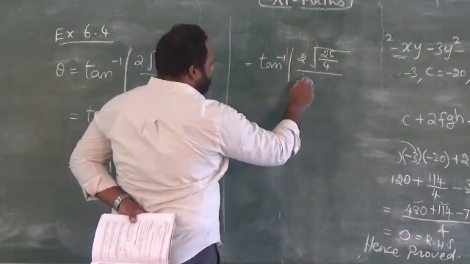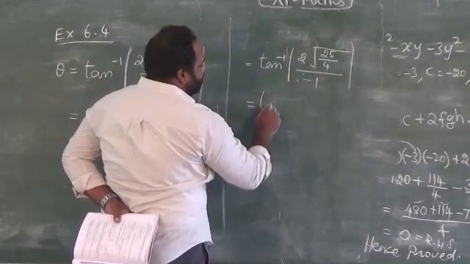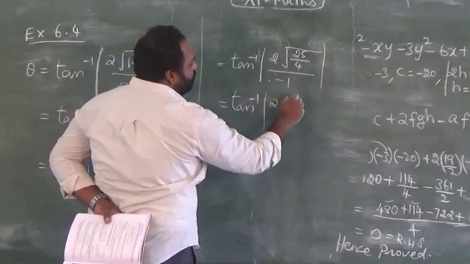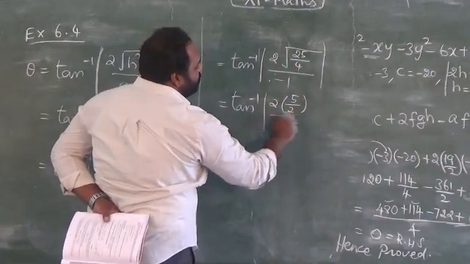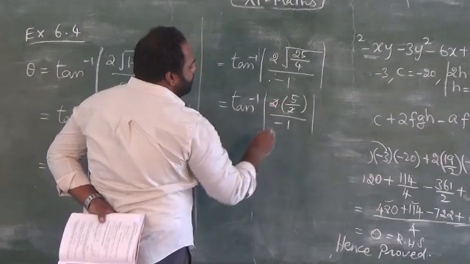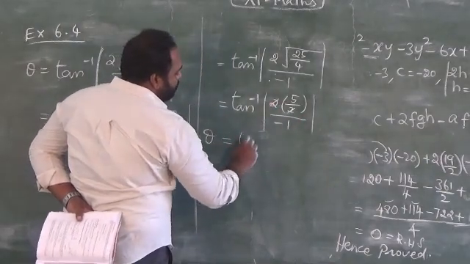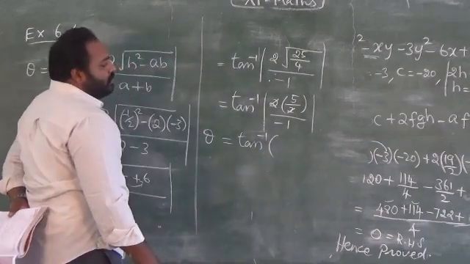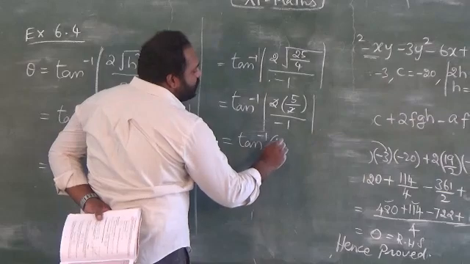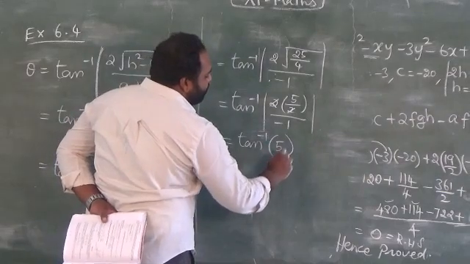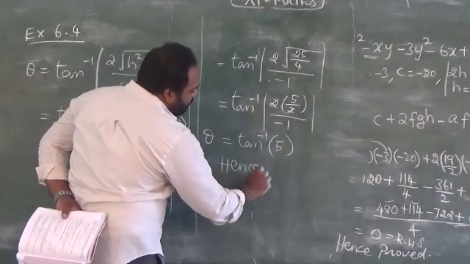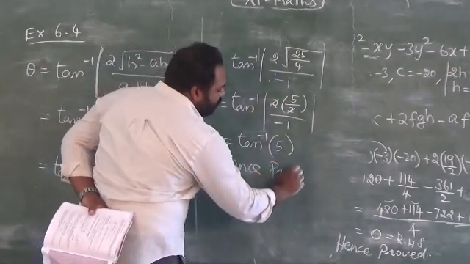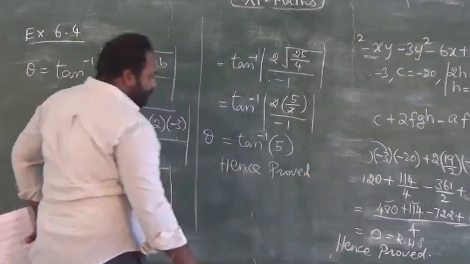4 by minus 1. So still we have a simplification, 2 into, if I take square root, numerator 5, denominator 2 by minus 1. If I cancel this, theta is equal to tan inverse of, if I remove the modulus, the minus will be cancelled, remaining 5. So we are getting theta is equal to tan inverse 5. So hence proved. That's all. Question number 4 is over.